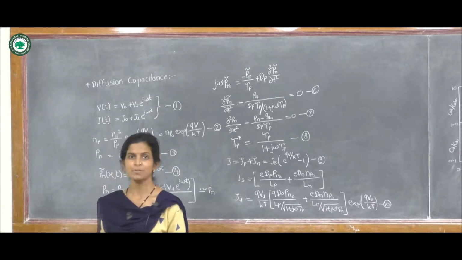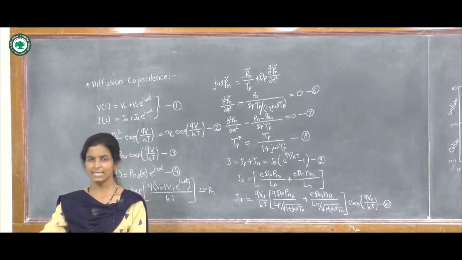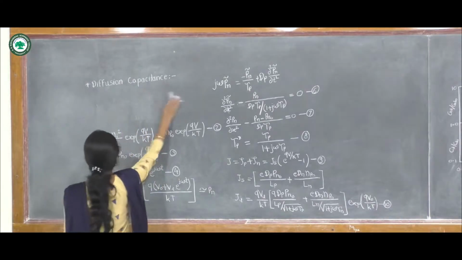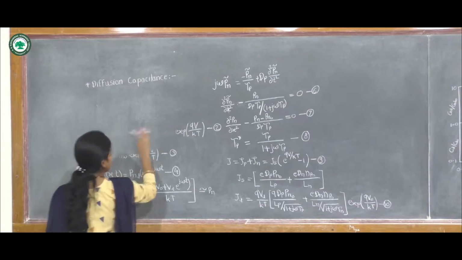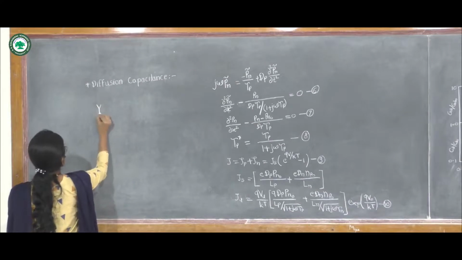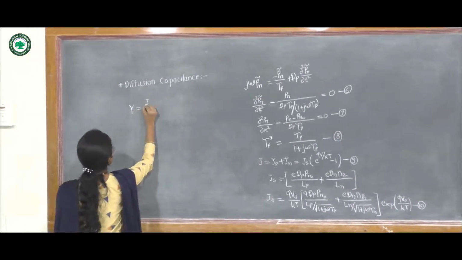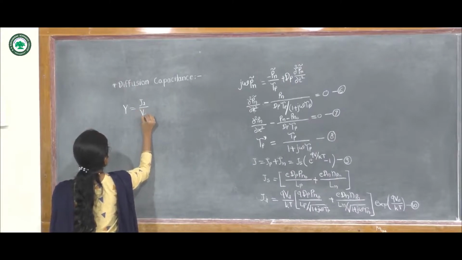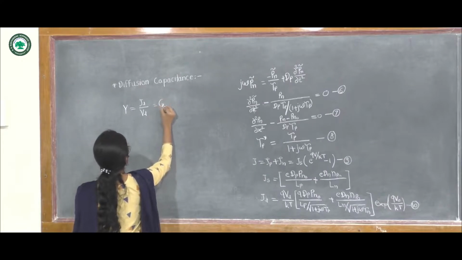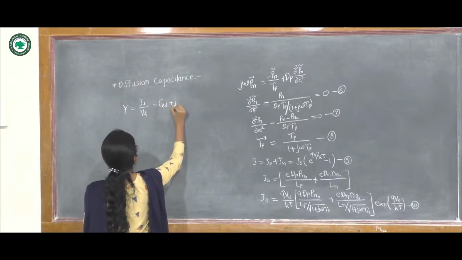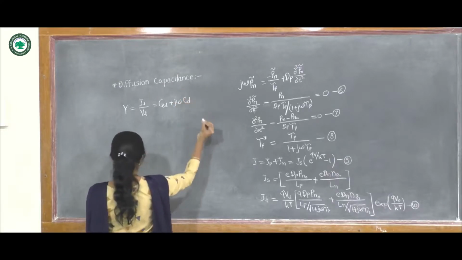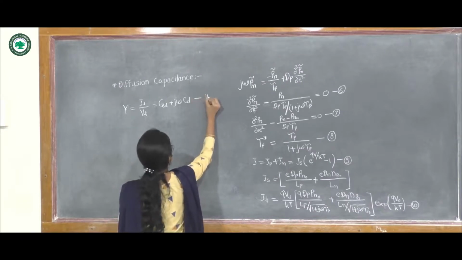This equation number 10 leads directly to the AC admittance, which is given by Y = JL/VL, which is equal to GD + jωCD. This is next equation number 11.